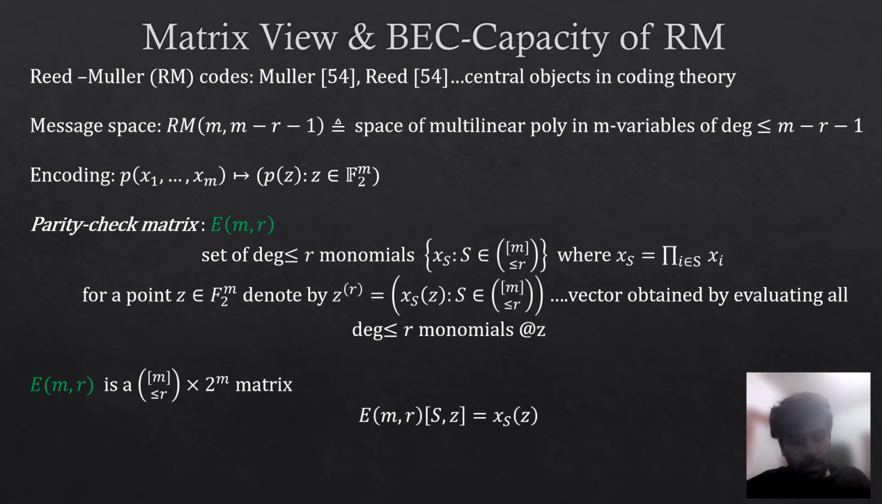And how do you get an entry of E_MR? Well, it's the most natural thing. At a particular monomial which is denoted by s and at an evaluation point z, you just evaluate the monomial x sub s at z. So just hold on, I also have a nice picture to show.